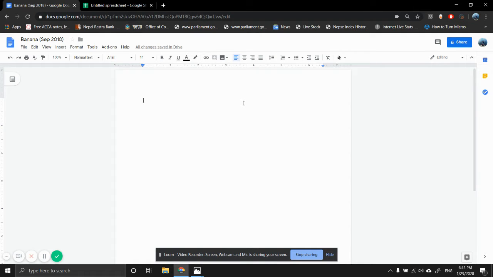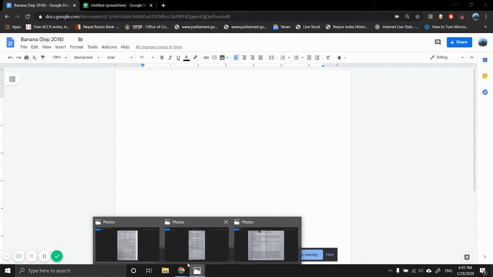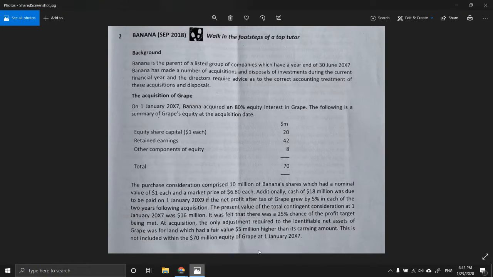So in this particular session, what we will be discussing is SPR's exam kit question number 2, Banana. Let's read the question first of all properly, and let's plan our answers when you are reading it as well.